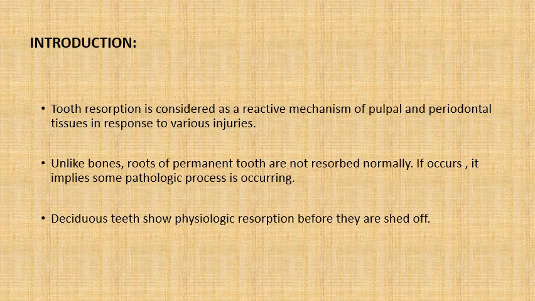Basically, what is resorption? It's nothing but the body's reactive mechanism whenever there is any type of injury happening to your pulp or periodontal tissue. In deciduous teeth, a physiological resorption will happen, and only then will the permanent teeth come. That is physiological. But when it happens pathologically due to any trauma or infection, then it is called a pathologic root resorption.